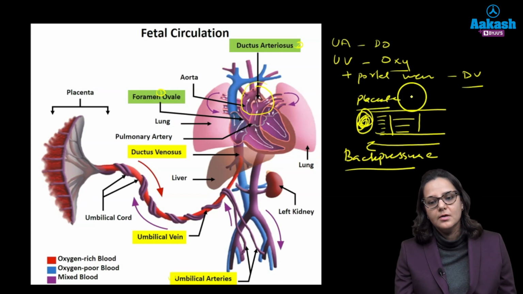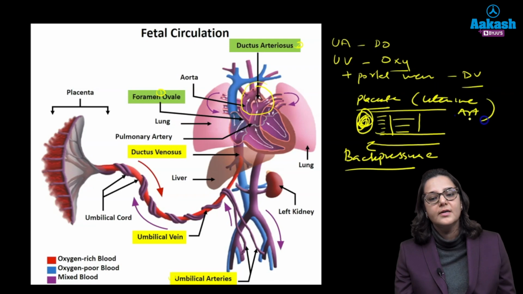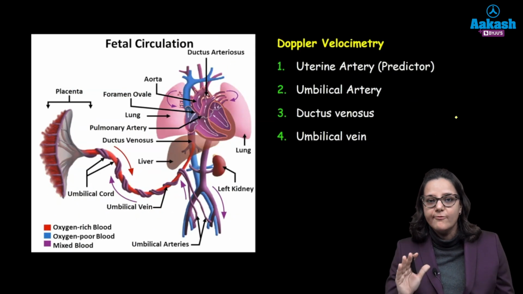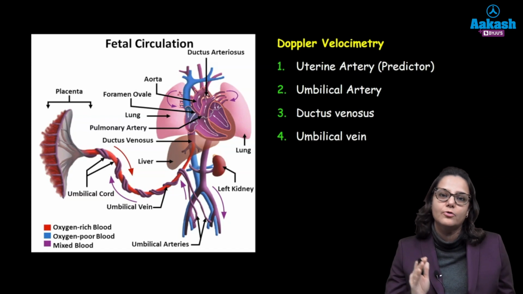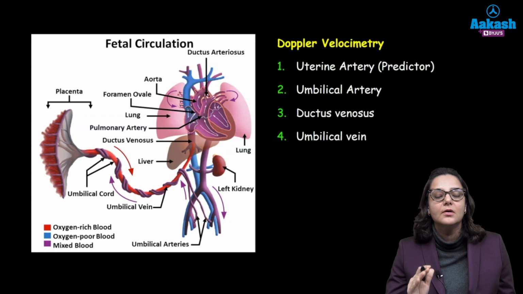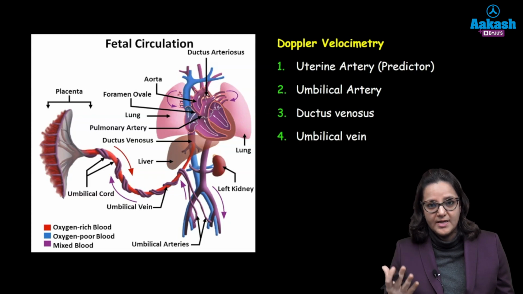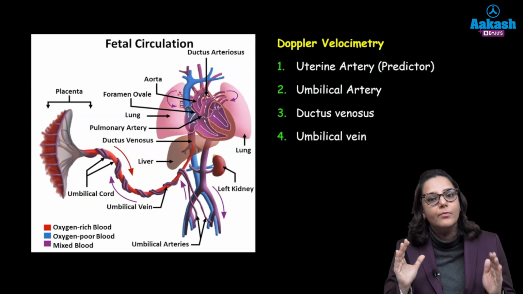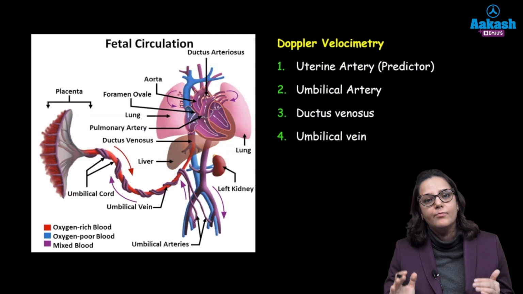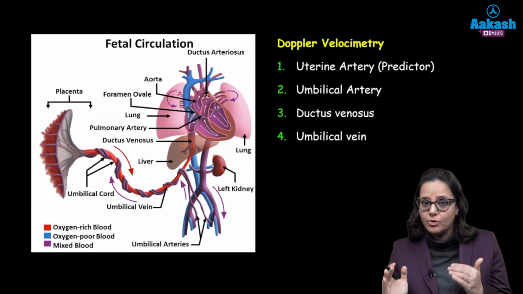What is causing the block? The uterine arteries, right? The uterine artery is causing the block. So therefore, the uterine artery is always a predictor of fetal growth restriction. It is not going to diagnose fetal growth restriction. It will always predict that there is some problem with the placenta. So be mindful and monitor this patient, because there can be problems ahead also, and there can be growth restriction.